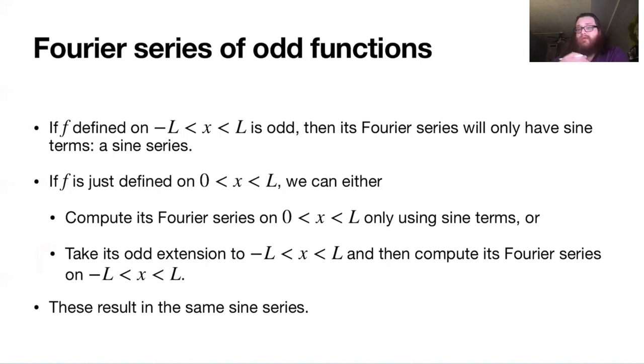Okay, and so then the series will only have sine terms. It turns out that either of these ways of thinking of this problem and computing these coefficients will give you the same series. One way to think of it is, if anyone says compute the Fourier series using only sine terms, implicitly what you're doing is first taking the odd extension of the function to the interval negative L to L, and then computing the Fourier series on that entire interval.